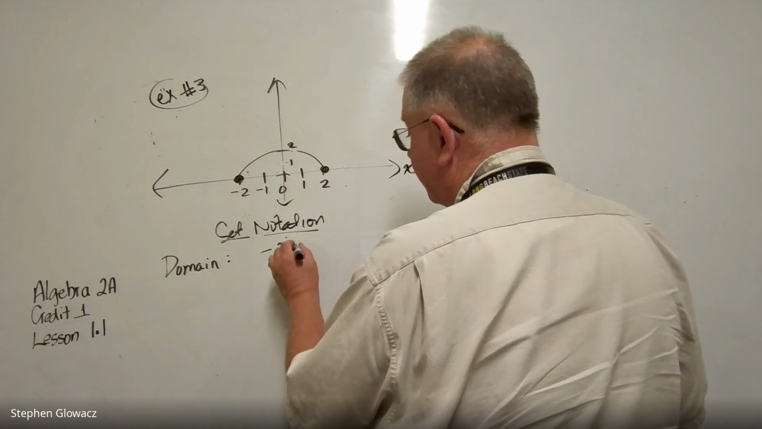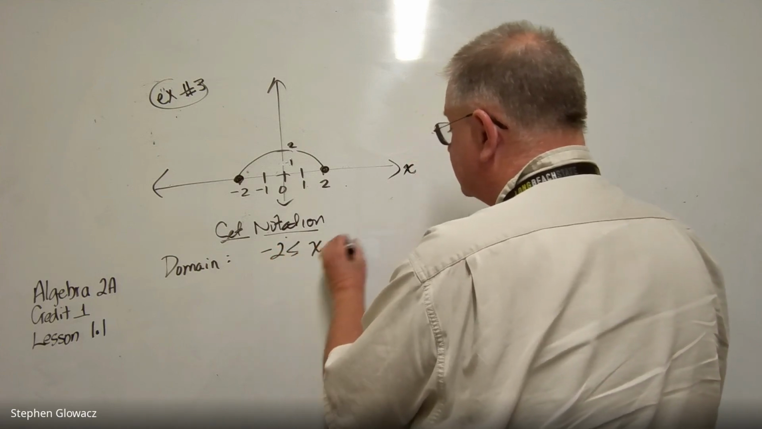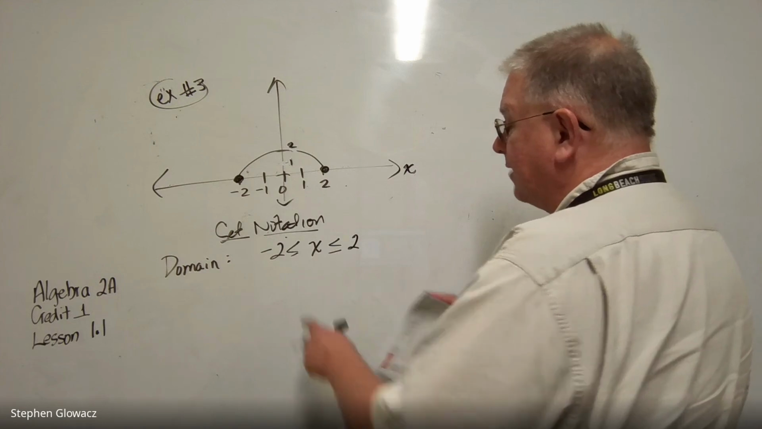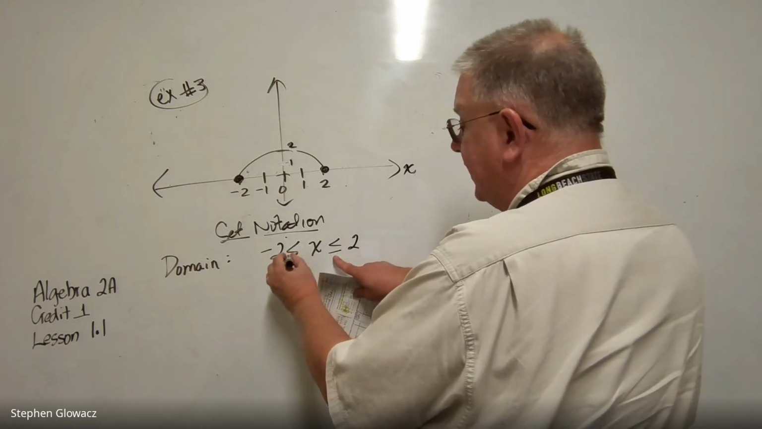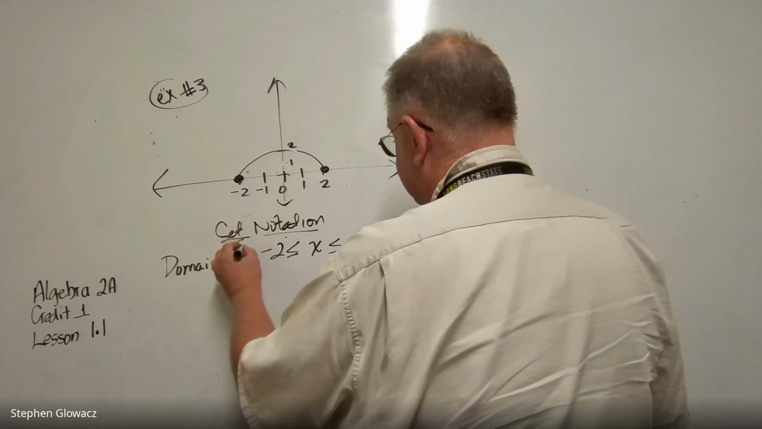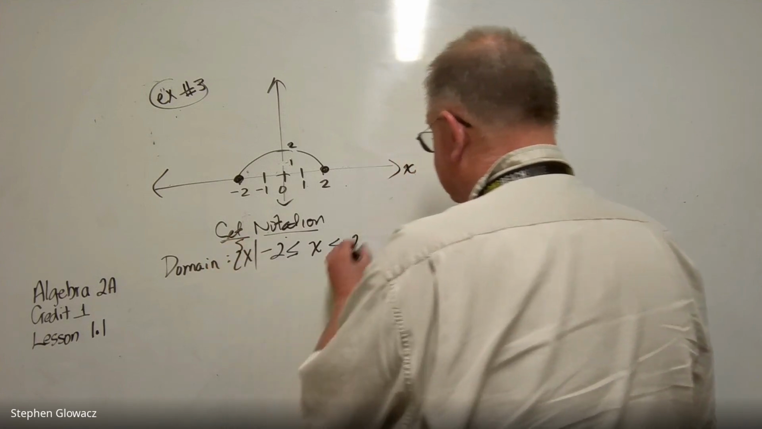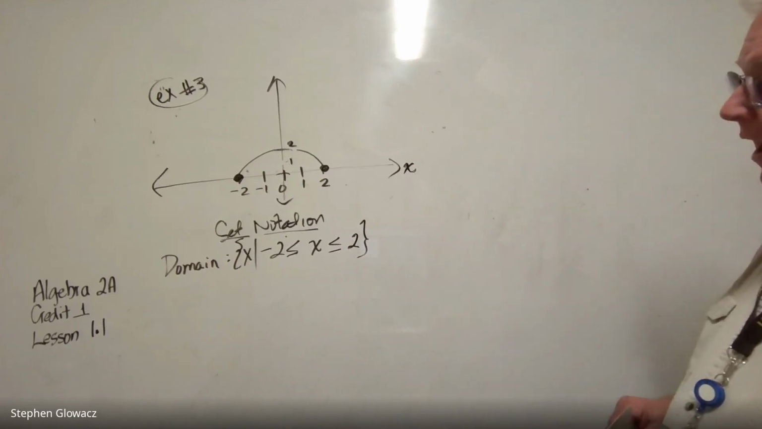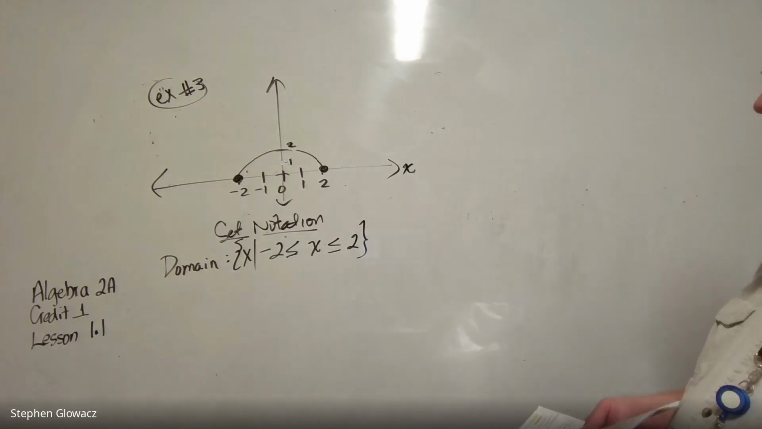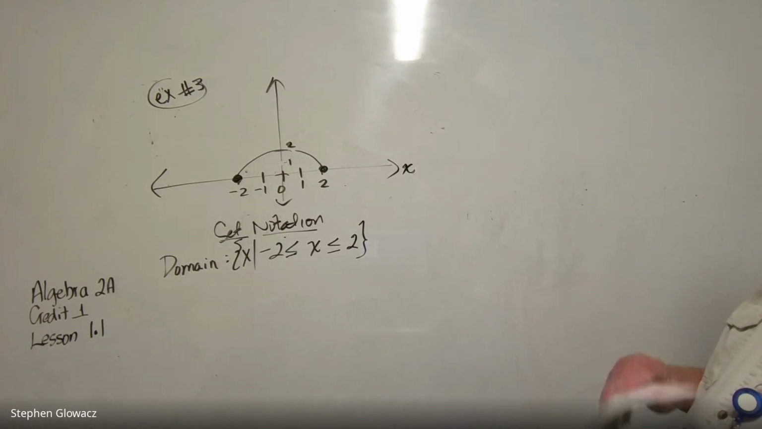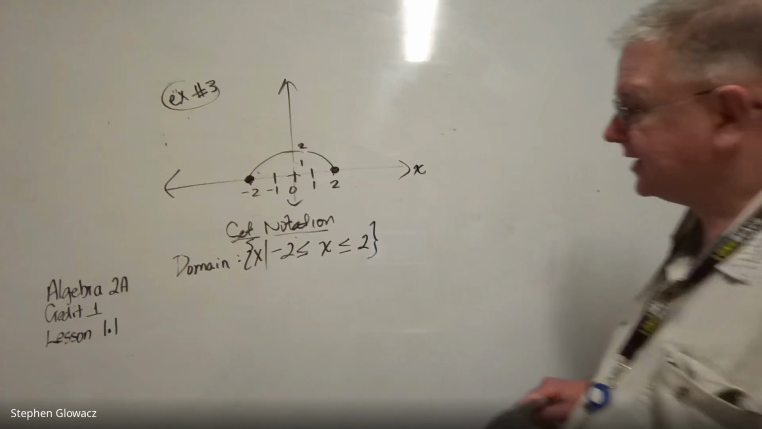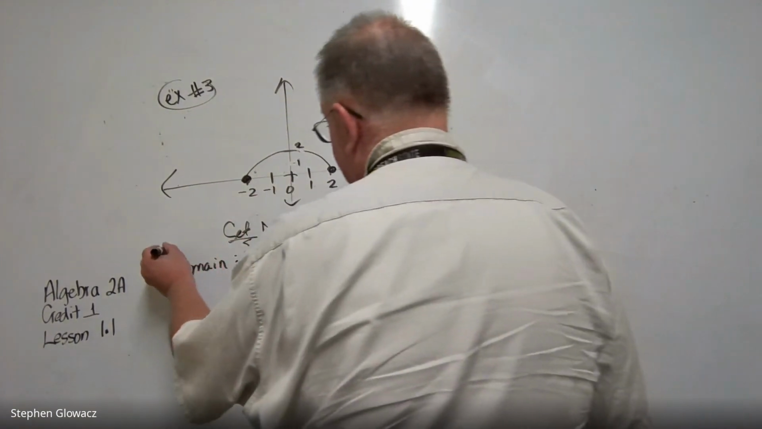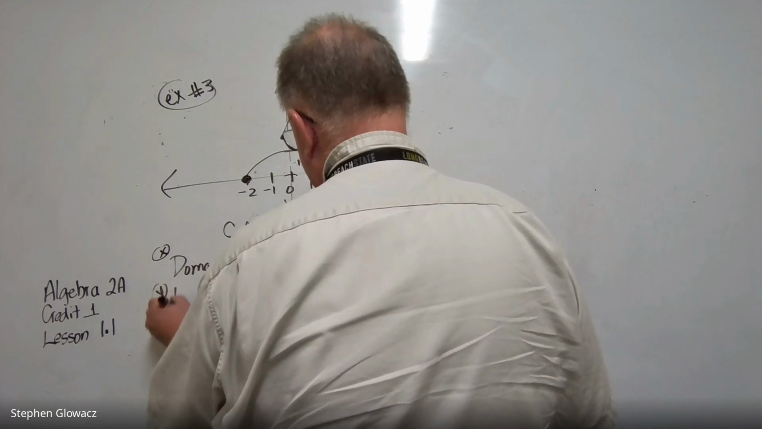So we have everything from -2 to +2. And again, we're including those numbers, so we have the equal signs. And now we'll add in the set notation, the set brackets, the x with the line, and we're done. Now the range refers to how the graph relates to the y-axis. And so again, domain, we think x values; range, we think y values.